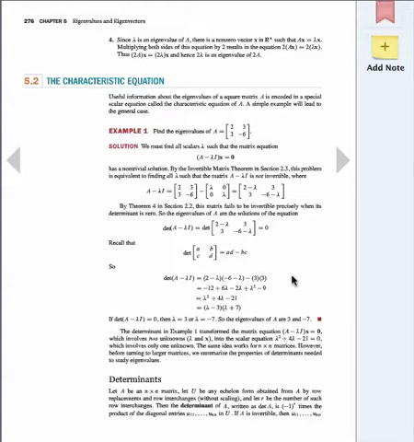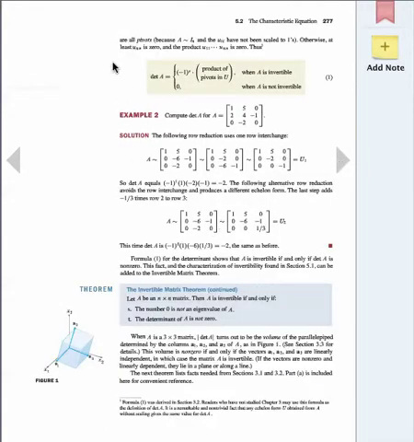Example 1 is a motivating example, and it's going to run through the logic of how this is going to work. We'll go over this in class as well. At the bottom of the page and onto the next page, the book reintroduces determinants, or refreshes you on determinants. In particular, it reminds you that a matrix is invertible if and only if its determinant is not 0.